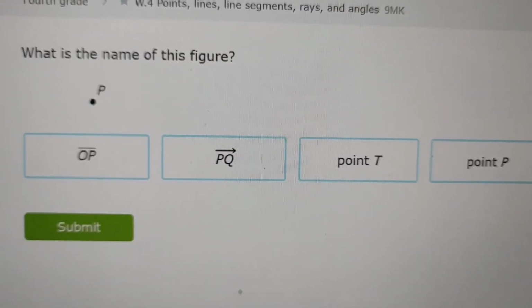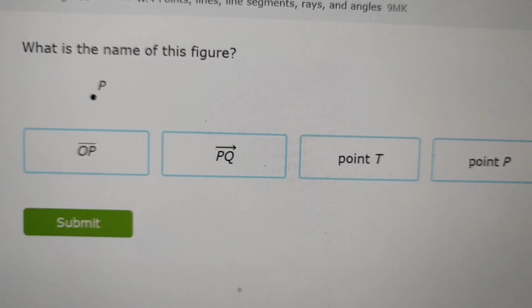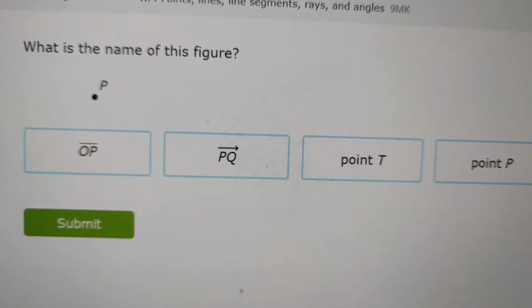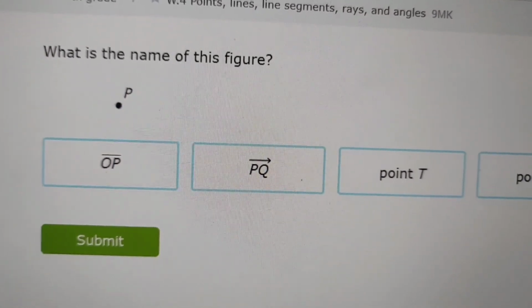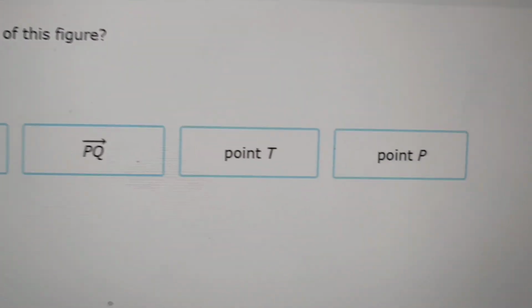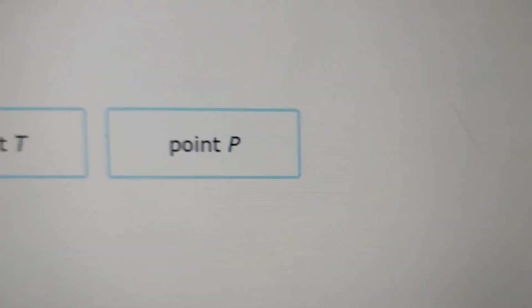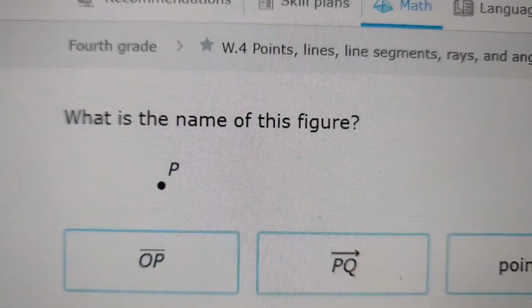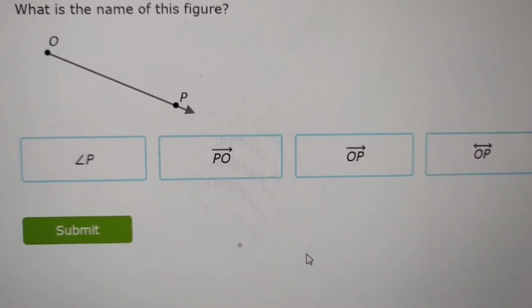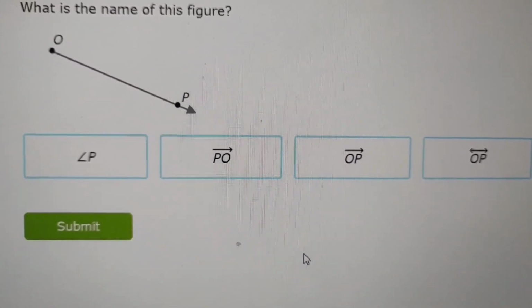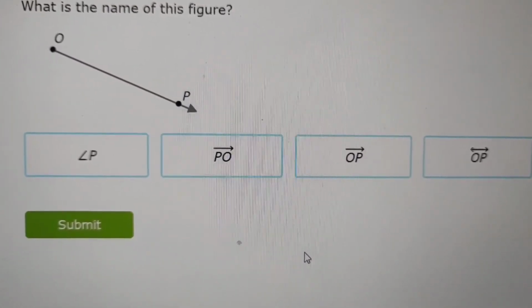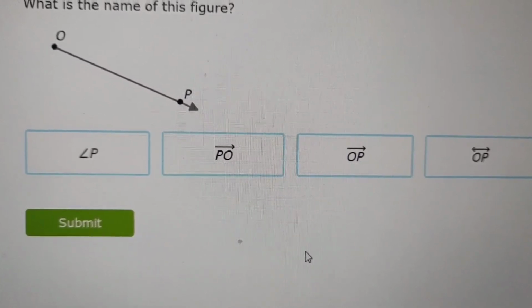And I don't think you need me to do this one with you, but let's just do it really quick. What's the name of this figure? And I'm not going to even have you pause it. It is point P. Point P. We're going to try 2 more together before I ask you to complete your exit ticket.